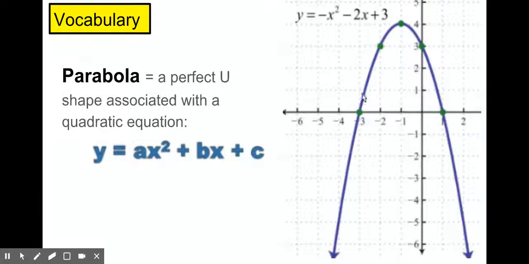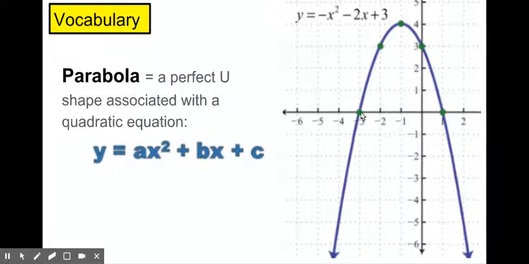This one is down. Do you know why this one is down? Look at the equation. Hopefully you're thinking because of the negative in front of the x squared. And then the y-intercept is 3. The way you could have known that is because of the plus 3 at the end.